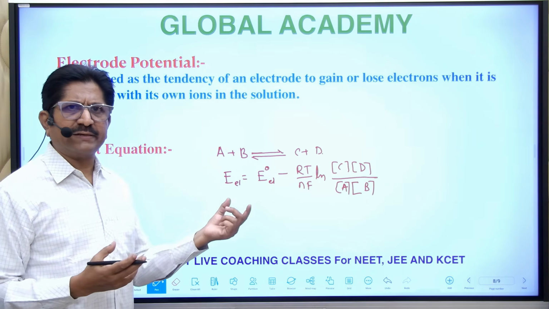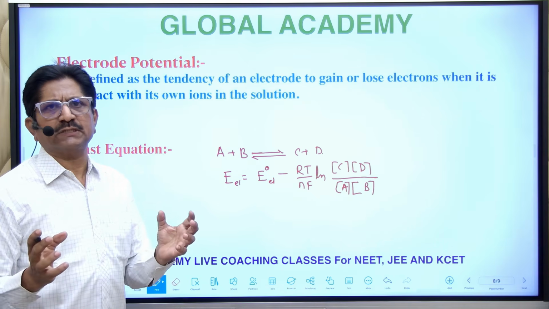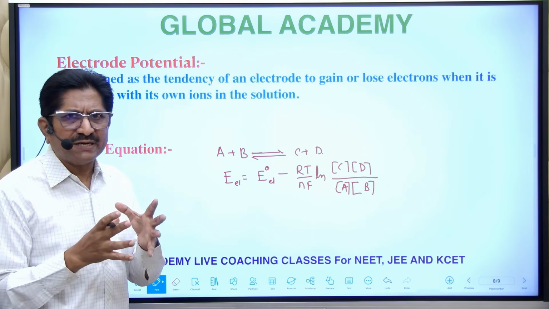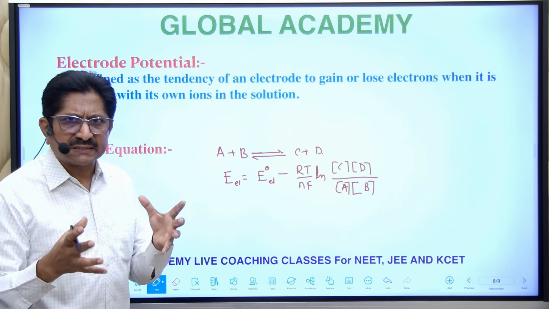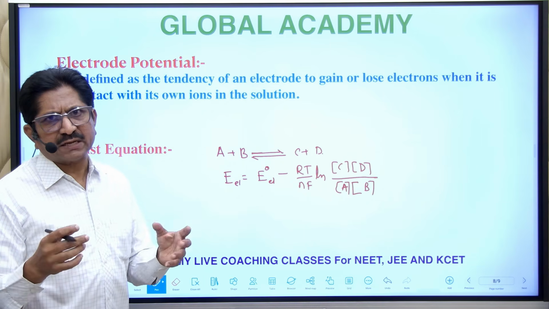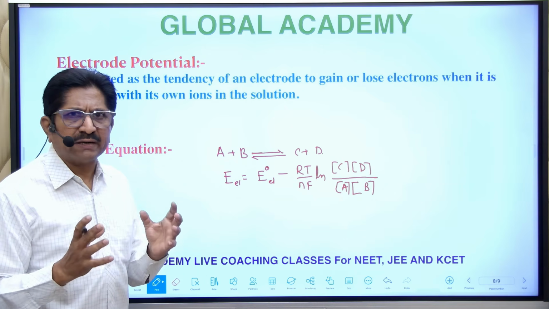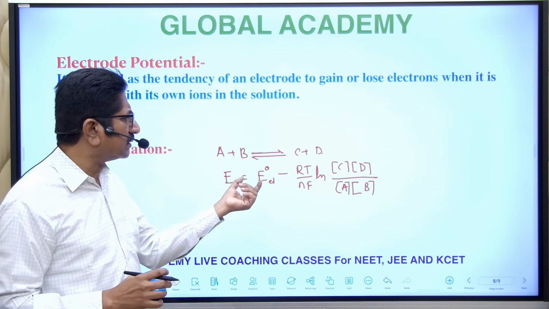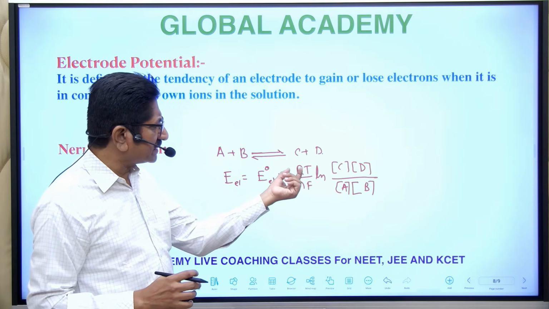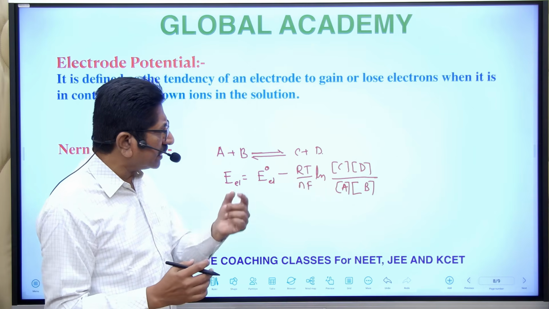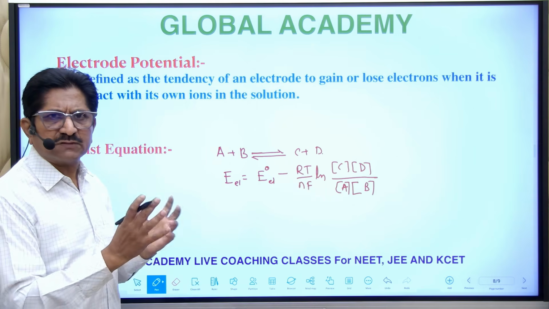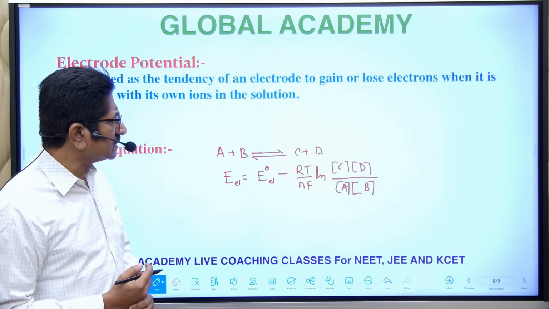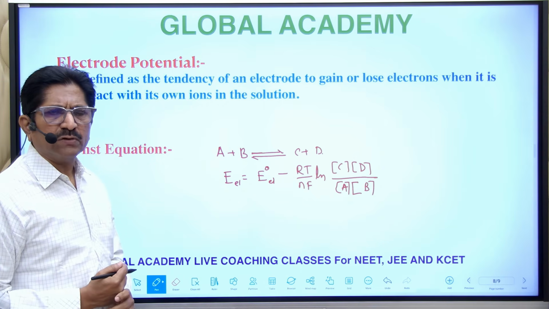Now, what is called a standard electrode potential? It is the potential when the electrode is in contact with its own ion under unit activity or unit concentration at 25 degrees centigrade or 298 Kelvin. Whatever potential the electrode gives at that time is called the standard electrode potential. R is the gas constant, T is temperature, n is the number of electrons transferred in the reaction, and F is the Faraday constant.